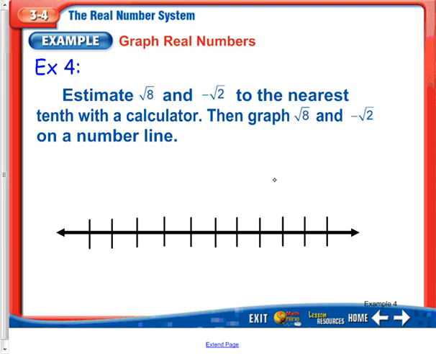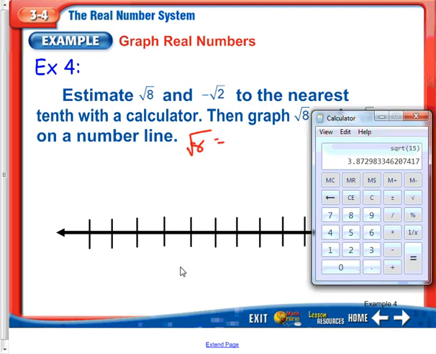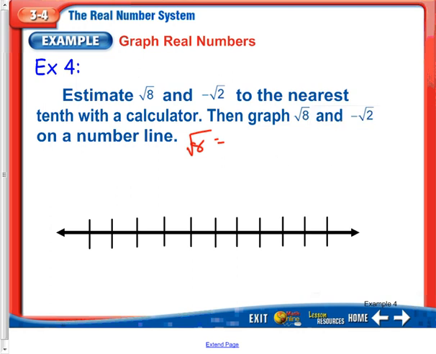All right, so example 4 says estimate the square root of 8 and the negative square root of 2 to the nearest tenth with a calculator. Then graph them on a number line. So the square root of 8 with a calculator, we can go ahead and do square root of 8, and that equals 2.828. It wants the nearest tenth, so we're going to leave it at 2.8 for this value.